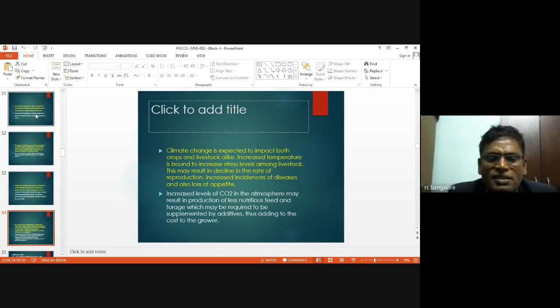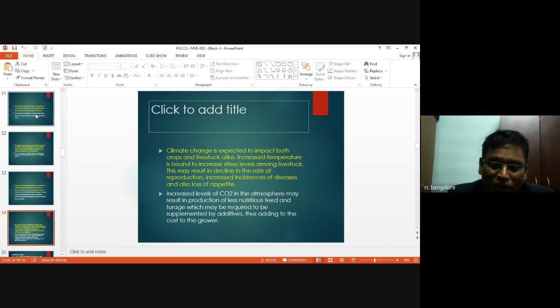Further, climate change is expected to impact both crops and livestock alike. Increased temperature is bound to increase stress level among the livestock. So what will happen? See, this is very funny. There is an environmental impact arising from agricultural activity and livestock. Livestock produce methane, a greenhouse gas, which is one of the pollutants increasing the environmental temperature. But once the global temperature and atmospheric temperature increase, it has an impact on the stress level among the livestock.